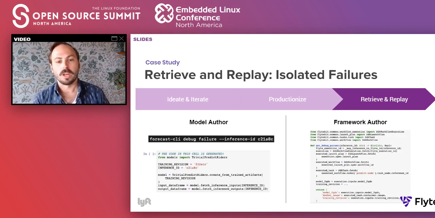So we have a tool, the forecast CLI, where we allow users to debug a failure. They give an inference ID, and we drop them into an auto-generated notebook, which is pre-populated with the exact code, the exact inputs, and the exact outputs. So at your fingertips, automatically, you basically have a reproduction of the failed environment. And then you can make some functions locally in your notebook, twist things around, and get into that ideation loop.